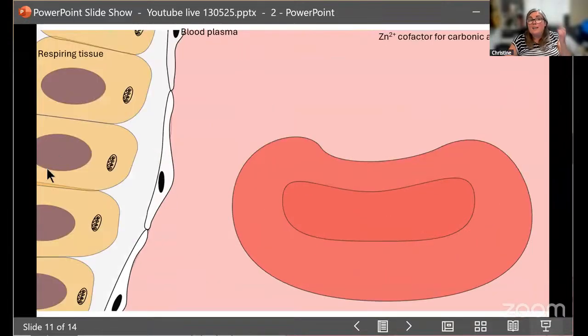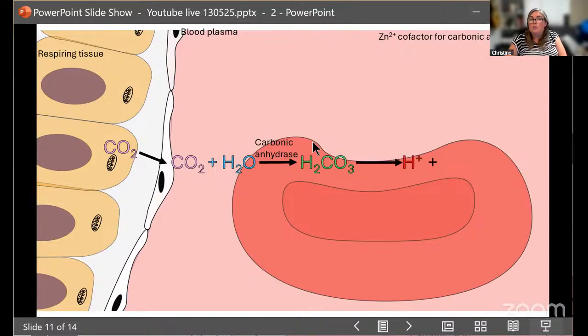So if we go down to our respiring tissue, which is where the chloride shift actually comes in, carbon dioxide comes in and reacts with water, and we have an enzyme, carbonic anhydrase. Remember, zinc is the cofactor for carbonic anhydrase. That is going to produce our carbonic acid. The carbonic acid is then going to dissociate into hydrogen ions and hydrogen carbonate ions, and the hydrogen carbonate ion is going to be pumped out of the erythrocyte.